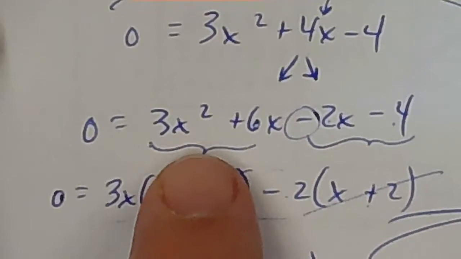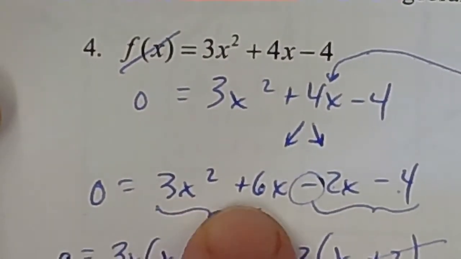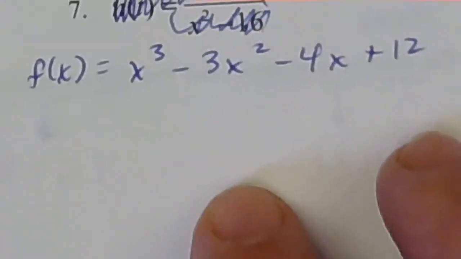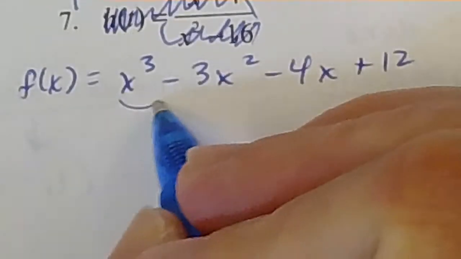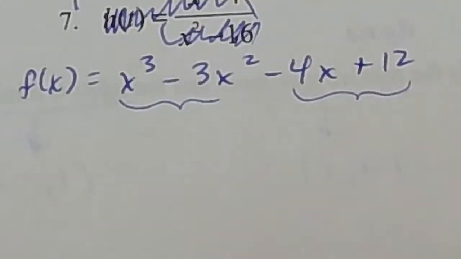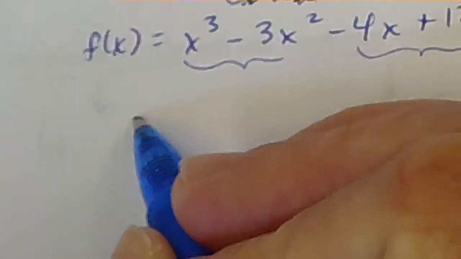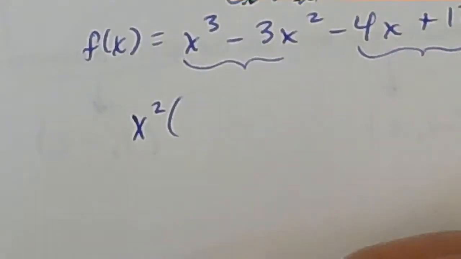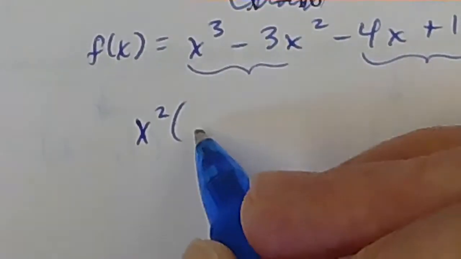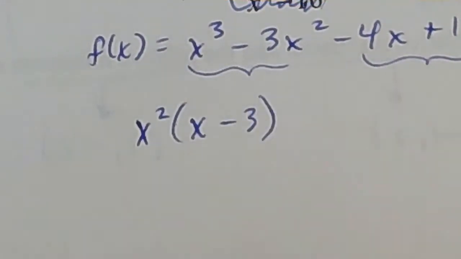By grouping method, I mean, look right here. We had 4 terms at number 4. We factored the GCF out of each group. Chances are, if they give you 4 terms like this, it is going to be factorable that way. So factor by grouping, if you want to write that off to the side. I'm taking out an x squared and filling in the blank, so I need x minus 3 here.